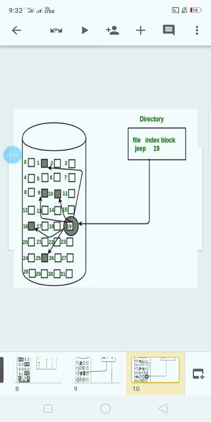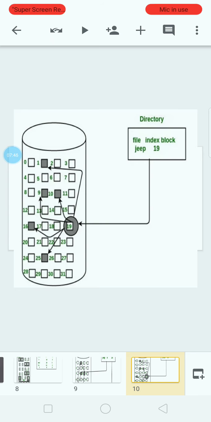For files that are very large, a single index block may not be able to hold all the pointers. The following mechanisms can be used to resolve this. Linked scheme. This scheme links 2 or more index blocks together for holding the pointers. Each index block would then contain the address of the next index block.